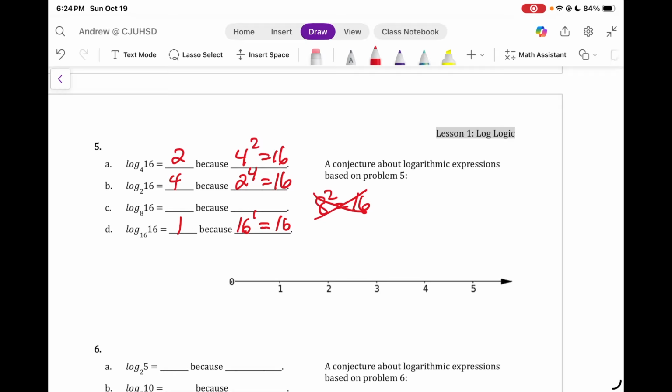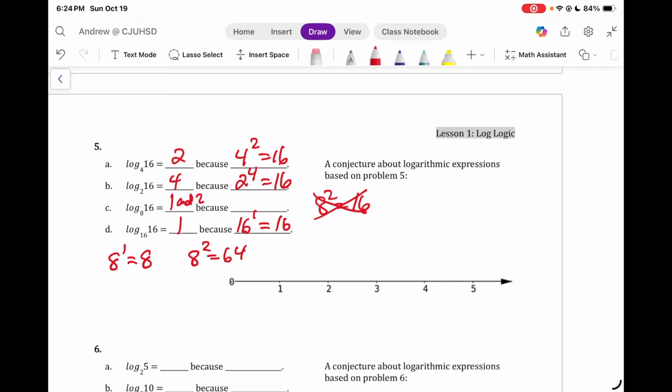So what's going on with C? Well, they really just want you to know it's between two numbers. So you could say 8 to the 1 is 8. 8 to the 2 is 64. So 8 to what power is 16? It has to be somewhere between 1 and 2.